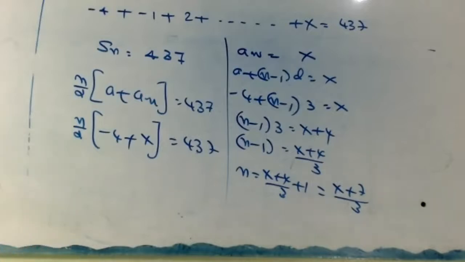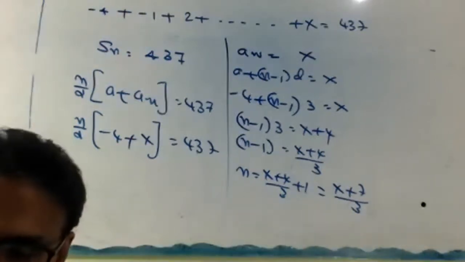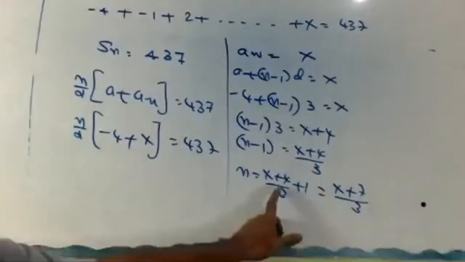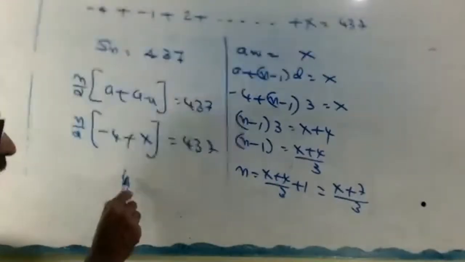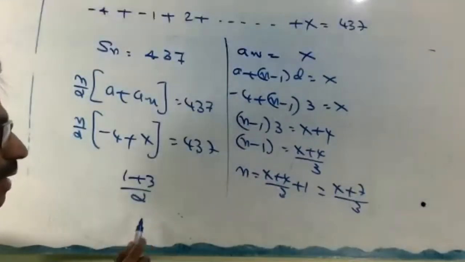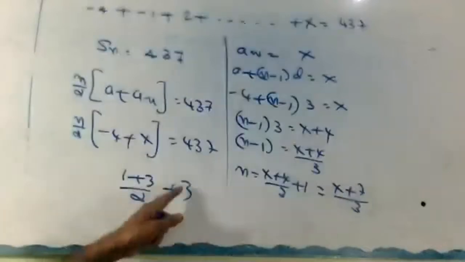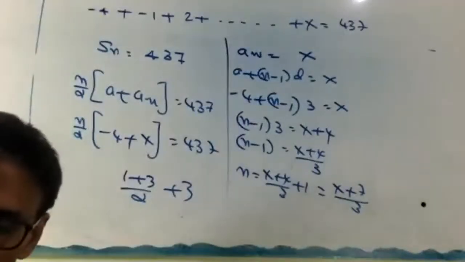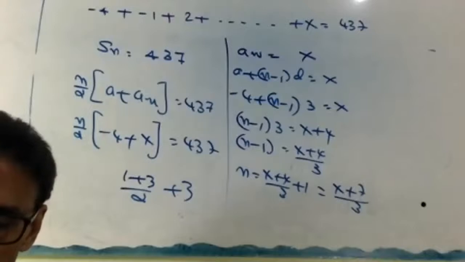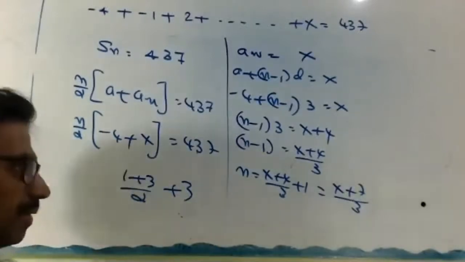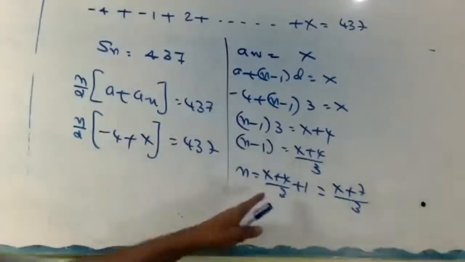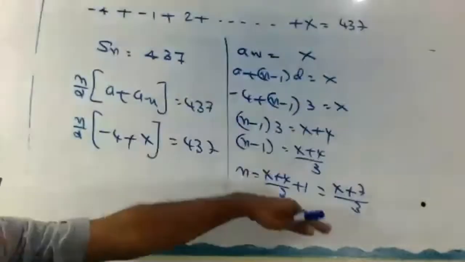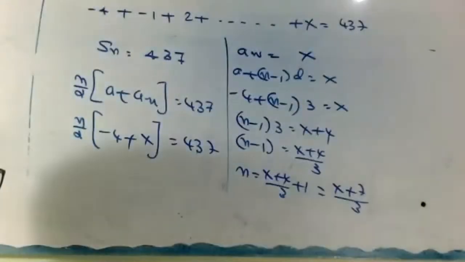How come 7? Who asked this one? It is the LCM. How, 1 plus 3 by 2 plus 3? That finds the LCM. Okay, so now we got n equal to, check this part, it's an important part, n equal to (x plus 7) by 3.